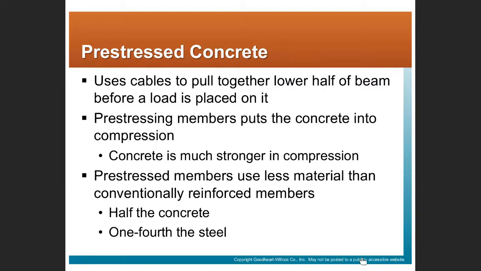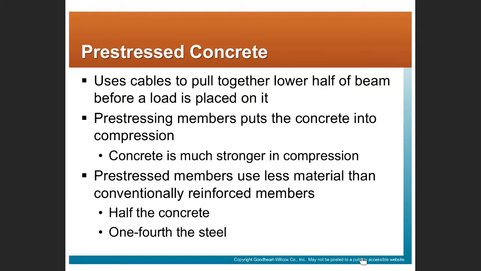Okay, so that's precast concrete. The other thing we can do with concrete is pre-stress that concrete. We can pull that lower half of the beam together before the load is placed on it to improve the structural characteristics. Right? Remember I said a few minutes ago that the top half of that beam is going to be in compression and the bottom half is going to be in tension.